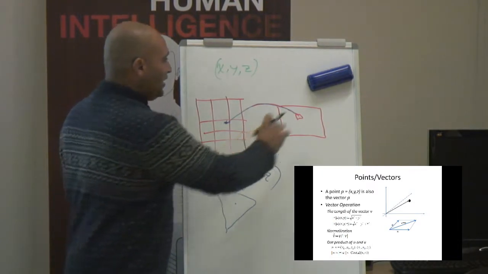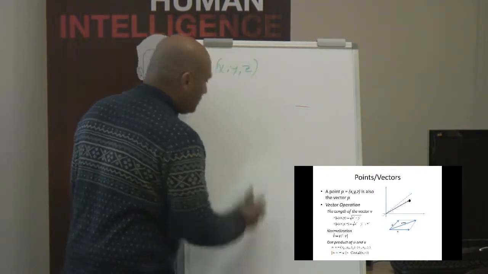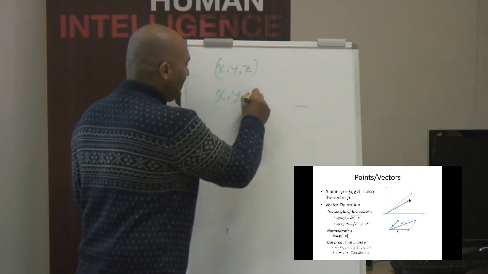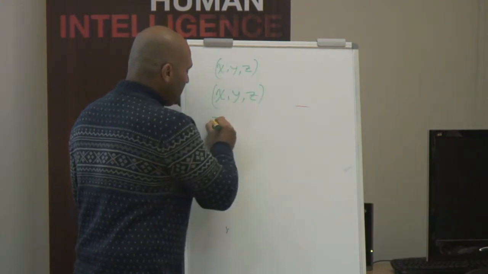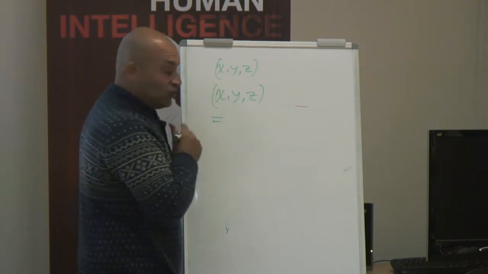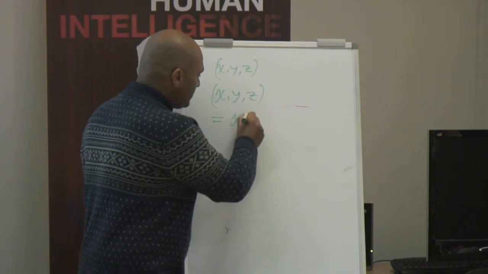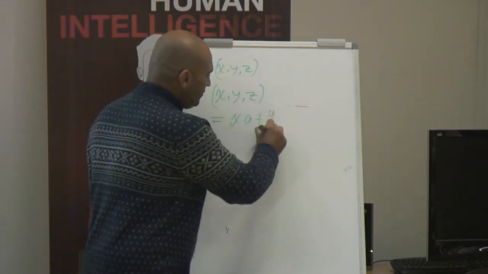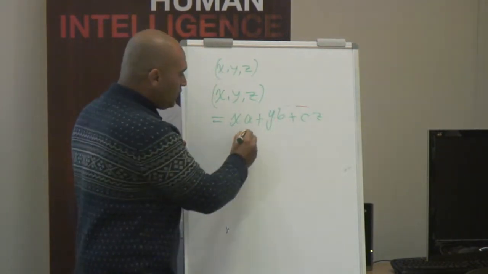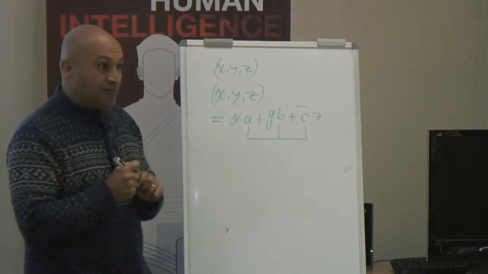But we know from very simple algebra that any point x, y, and z could be represented as a linear combination of vectors, which will be x multiplied by a, plus y multiplied by b, plus z multiplied by c.